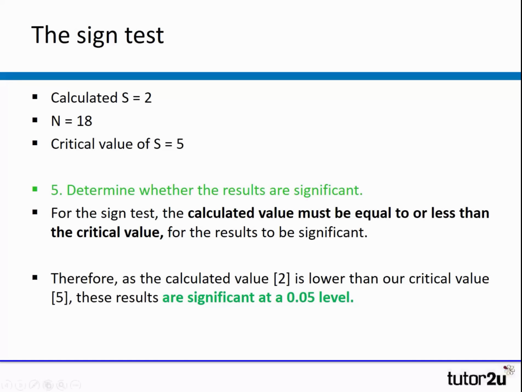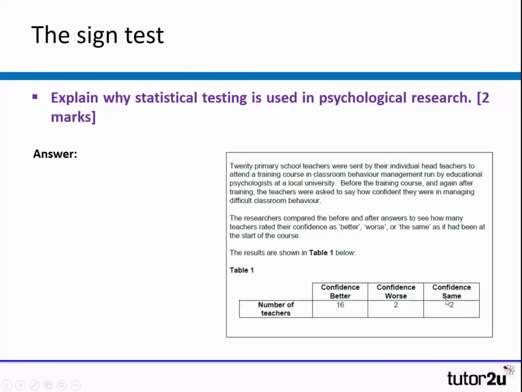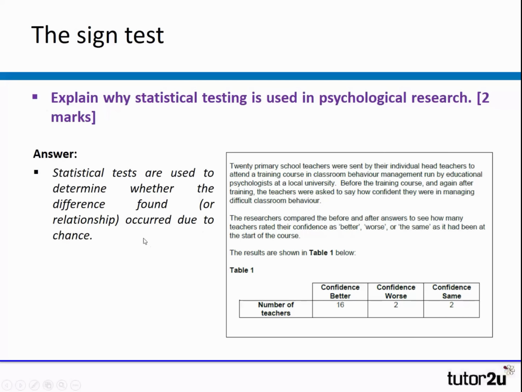Now, there is one other question that can go with the sign test, and this really is a matter of just memorising this particular answer. They might ask you why statistical tests are used in psychological research. Why do we use them? Okay, and this is a concept you explore a lot more at A2 psychology, at A-level psychology. So the answer is this.